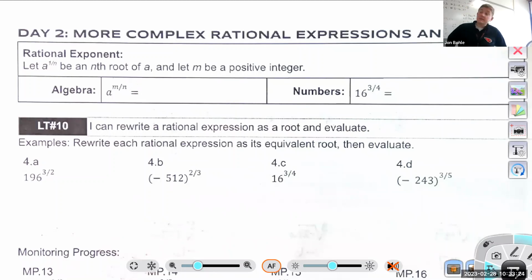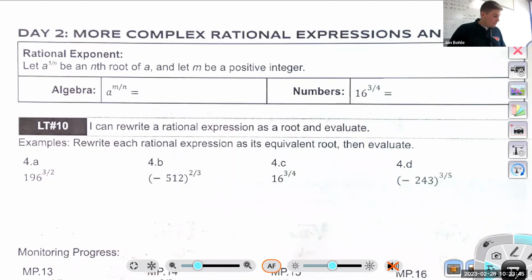So, today it's going to be called more complex rational expressions. Although I would say calling them complex is probably a stretch, because the work that we're going to be doing is essentially the exact same as before, one little tiny added extra step.